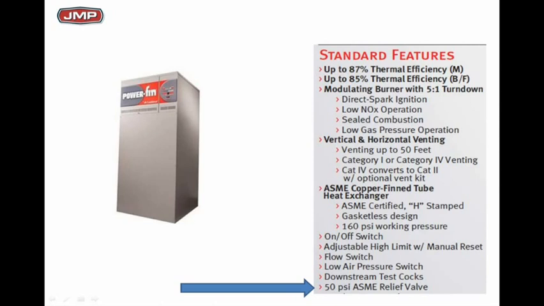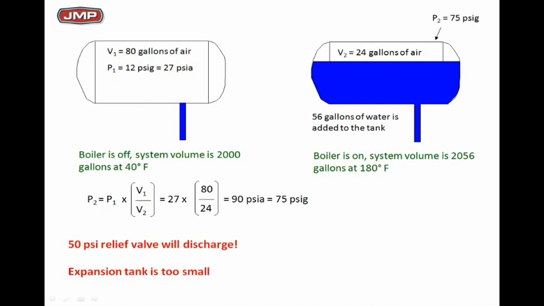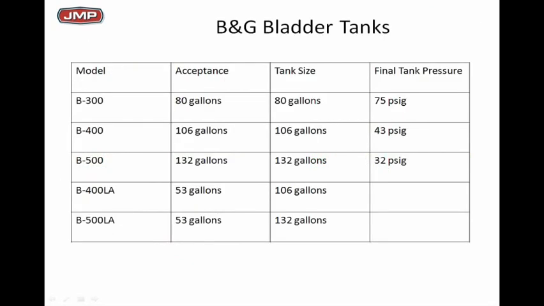Maybe we can put a bigger valve on this thing, but the point is, what is the weakest point in your system? That's the max pressure you can put on the expansion tank. So going back to this, the 50-pound relief valve will discharge; the expansion tank is too small. Bottom line, the B300 is not big enough to take care of this problem because of the 50-pound ASME relief valve limitation. So what do we do?